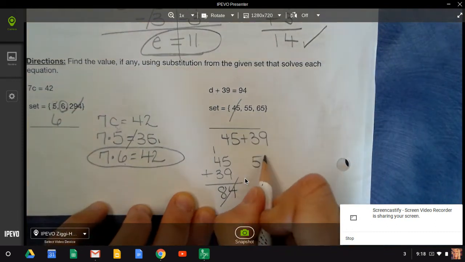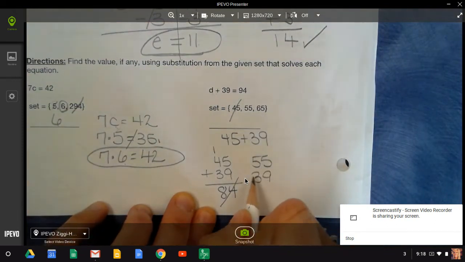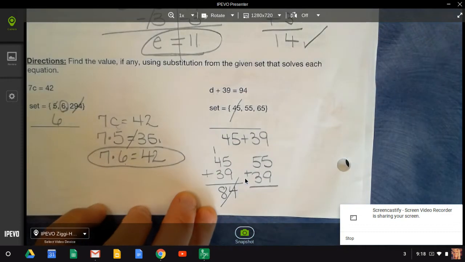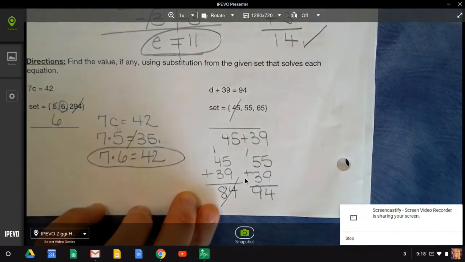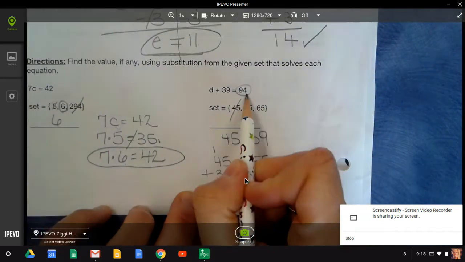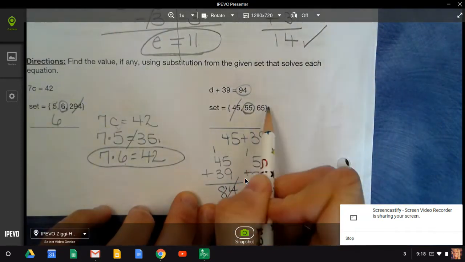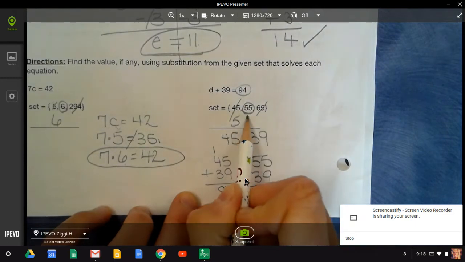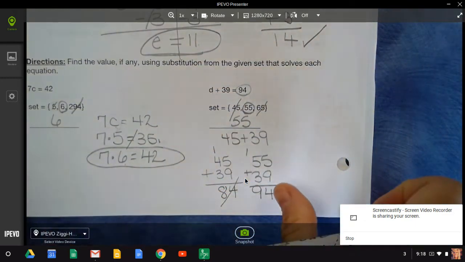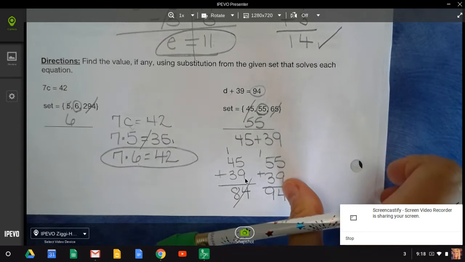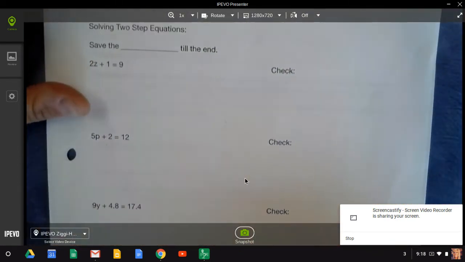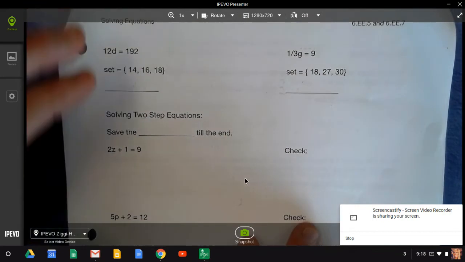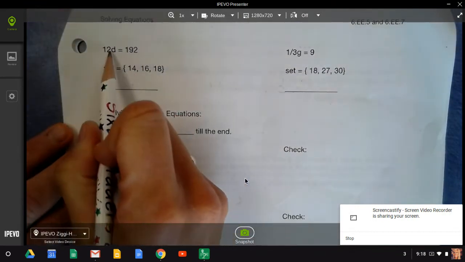We'll try 55. 55 plus 39. Go ahead, pause the video and solve that. Okay, you should have gotten 94, and that does work. That's what we wanted. So 55 is the correct answer. No need to try 65, so we're going to write that on the line. This is called solving an equation with substitution, so a little bit different than what we've been doing in the last couple days.